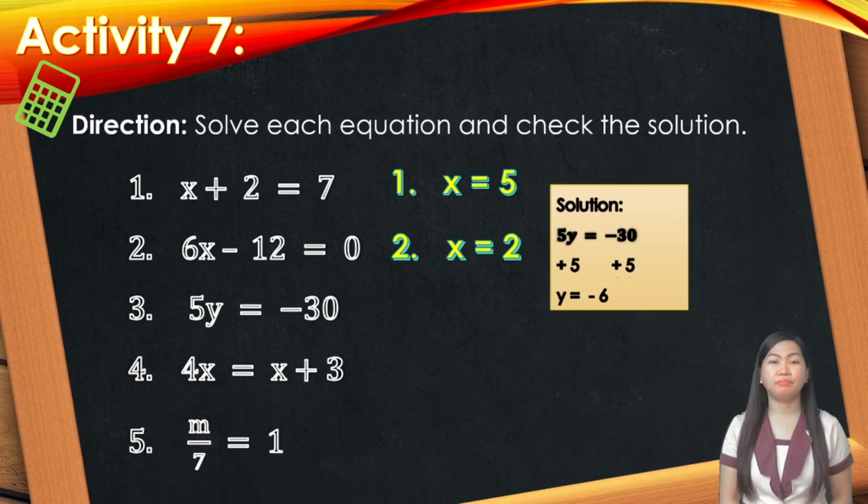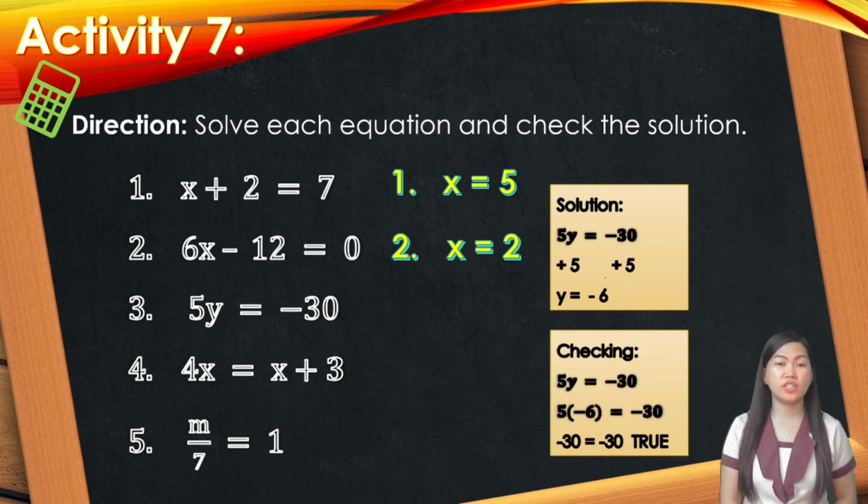Number 3, we have 5y is equal to negative 30. So 5y, what is the operation? The operation is multiplication. And what is the inverse of multiplication? It is division. That's why we will divide both sides by 5. And doing so, our answer is y is equal to negative 6. And to check if our answer is correct, substitute the value of y. So here we have 5 times negative 6 is equal to negative 30, or negative 30 is equal to negative 30, and the equation is true, which means negative 6 is the answer for number 3.